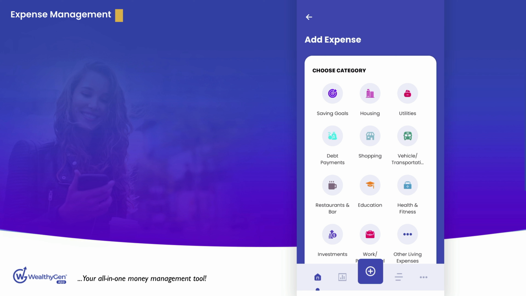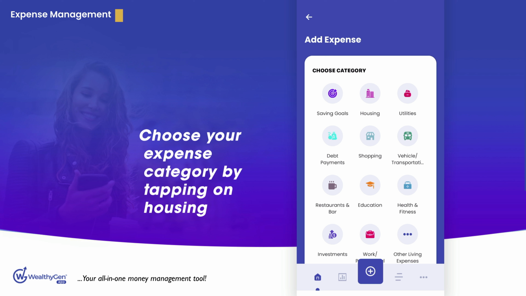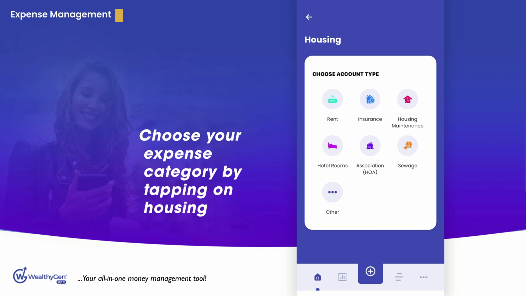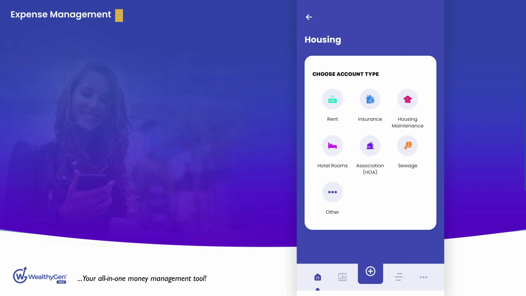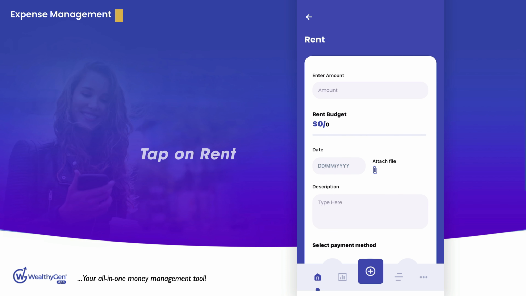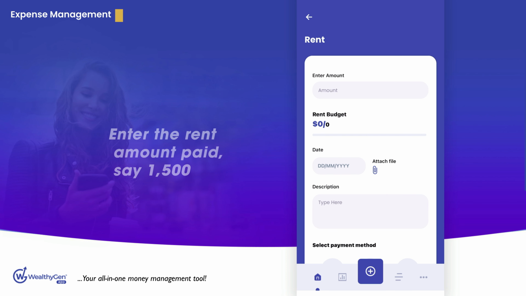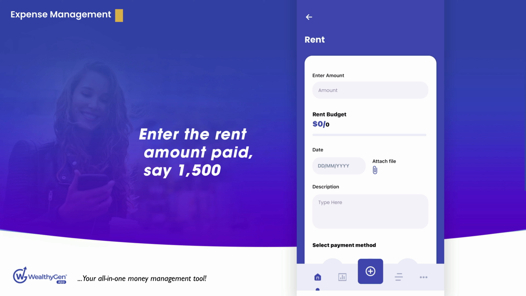Let's assume the expense is for housing. You will tap on housing, and then you can select which housing expense it is, such as rent. If you don't see any category, you can choose other. You will enter the rent amount paid, say $1,500.